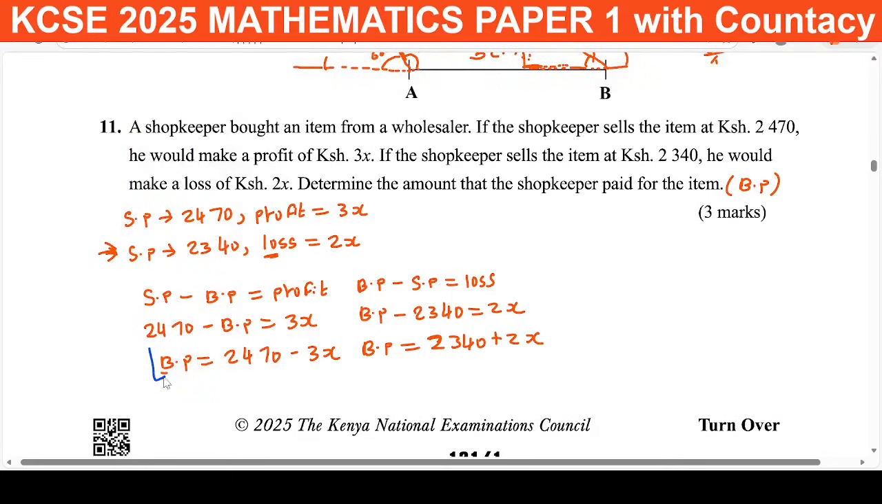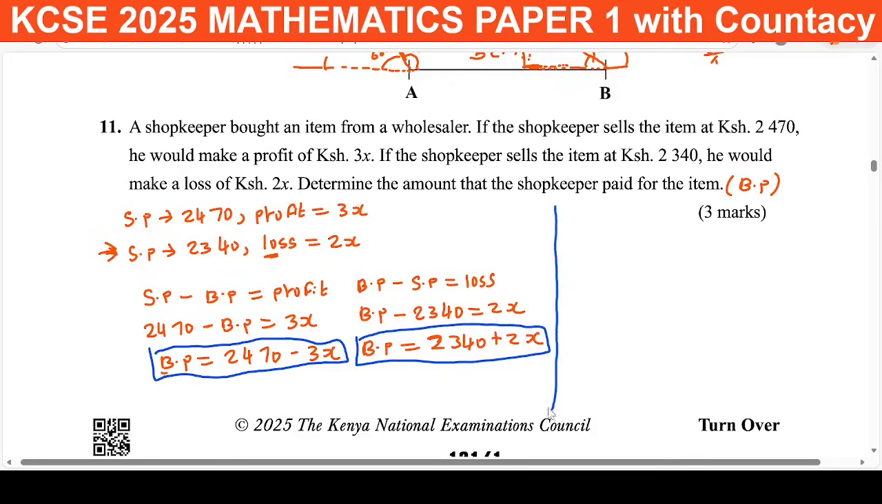Amazing. Because we have buying price over here. This is an equation for buying price, and also this is an equation for the buying price. So that implies that if this one is equivalent to buying price and this one is equivalent to buying price, therefore 24.70 minus 3x should be equivalent to 23.40 plus 2x. Actually, this is plus 2x.